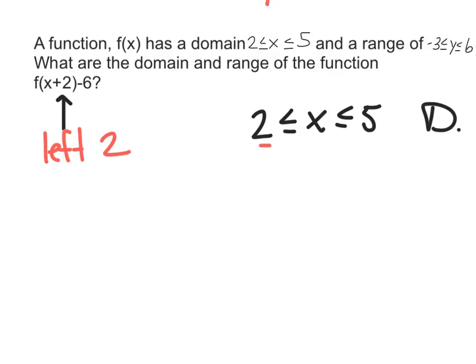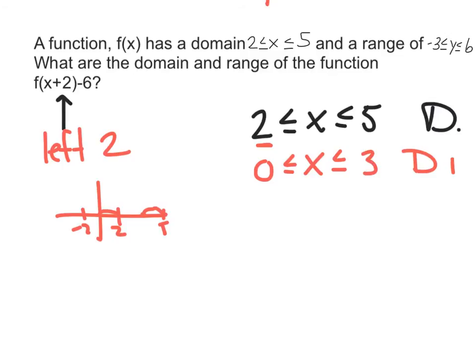So if I was currently at 2 and I go left 2, kind of just picture you're currently at 2, I want you to go left 2, I'm now going to be at 0. And if I'm currently at 5 and I go left 2, I'm now going to be at 3. So my new domain should be 0 to 3.